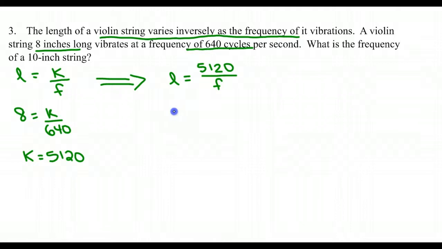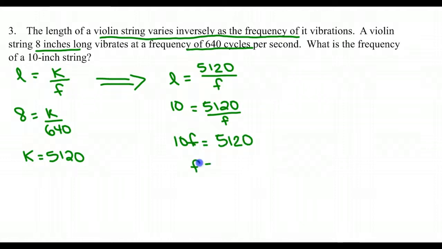In this question, they're asking us to figure out what is the frequency of a 10-inch string. So we know that L is 10, and now we need to calculate what F would be. So we're going to multiply both sides by F so we can get rid of the F in the denominator. So we'll have 10F equals 5,120. And then you can now divide both sides by 10. So the frequency would be 512 cycles per second.